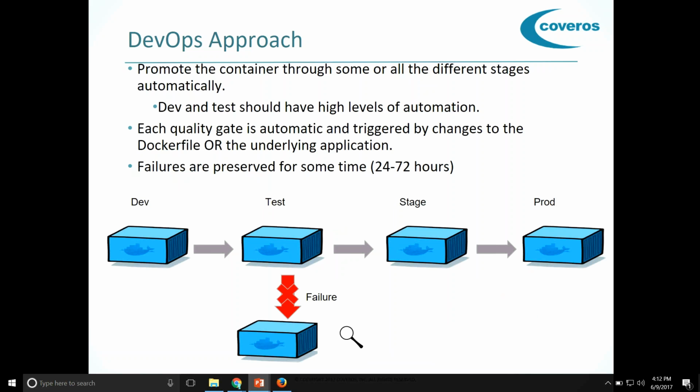So once we have the software installed in the container, let's talk about how that's going to potentially change our CI/CD pipeline. You get the software in there, and then you start promoting the container with the software through some or all of the different stages automatically. So the first stage might be the dev stage, where you just see if the container can bring the software up into a running state.